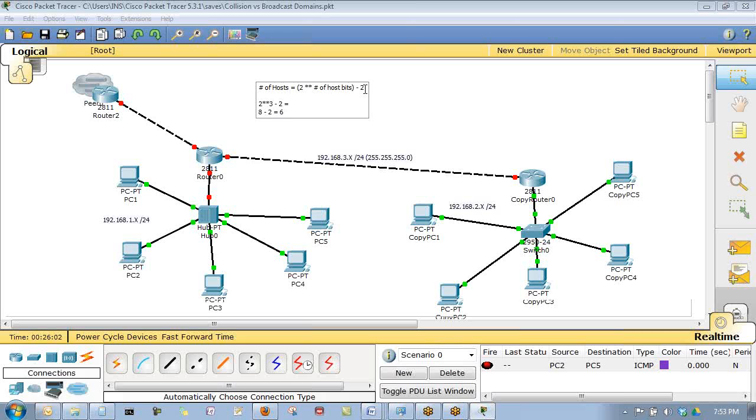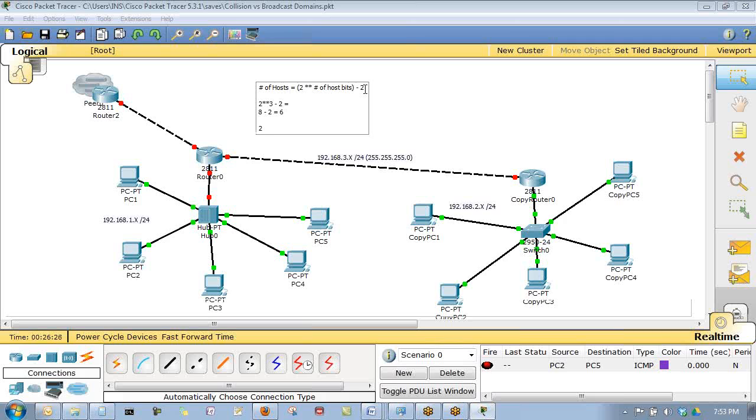Let's see. 2 times 2 is 4, 3 is 8, then 2 more, 16. It's 32. 2 to the 5 is 32, okay? Minus 2 is 30, okay?